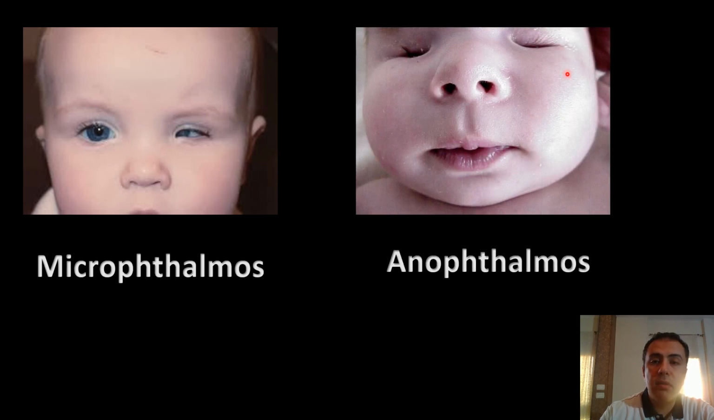It may be more advanced if we have completely absent eye, like in this child with absent both eyes. It's called anophthalmia.